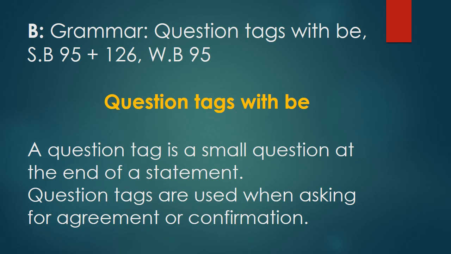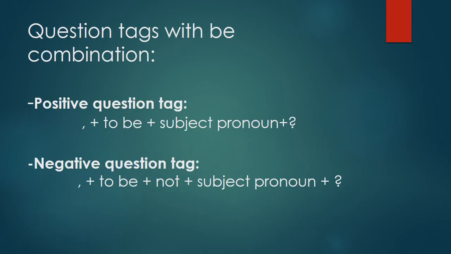Okay, so let's see more details about the question tags. Alright, so question tags with be combination. So there's a combination for question tags with be, which is divided into two parts. The first one is the positive question tag, and the second one is the negative question tag. Okay, so the form of the positive question tag, which is the first part, starts with comma. So what's before the comma is a whole statement, a whole other statement.